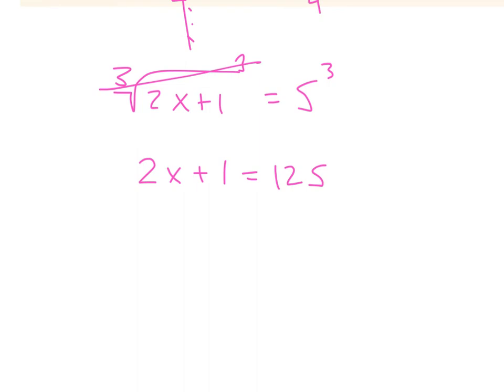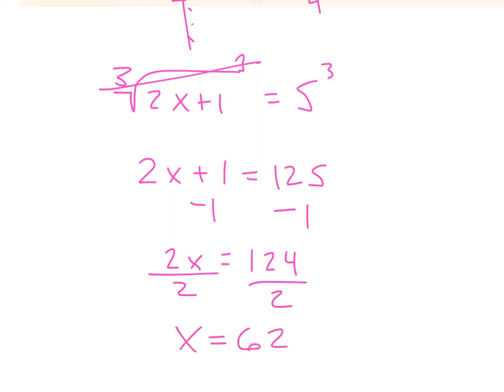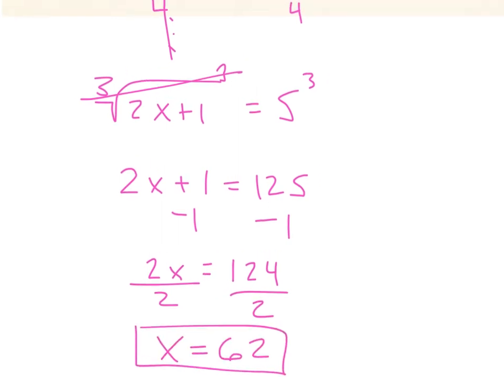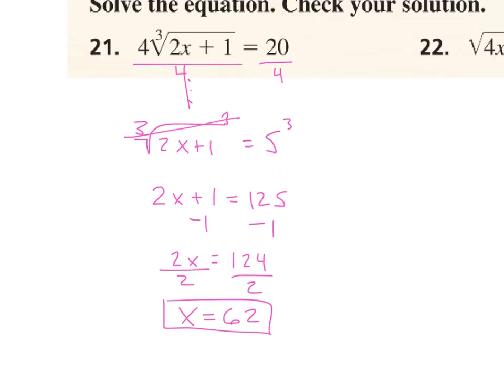Now we just solve for x. So subtract 1. 2x is equal to 124. Divide by 2. What'd you guys get for x? 62. And then we always want to plug it in and check our work. It'll work here. Any questions on this one?